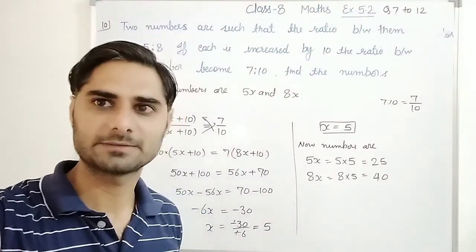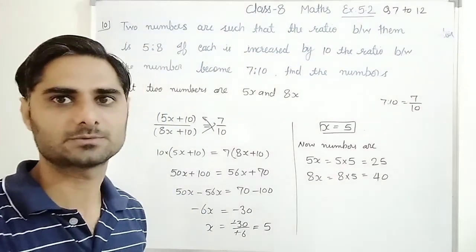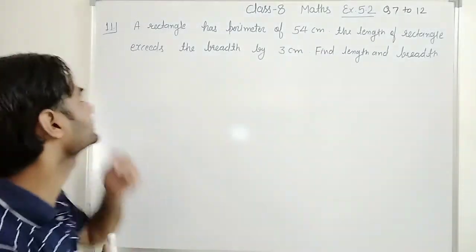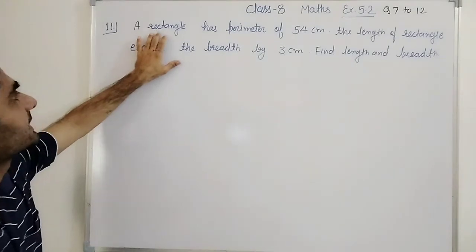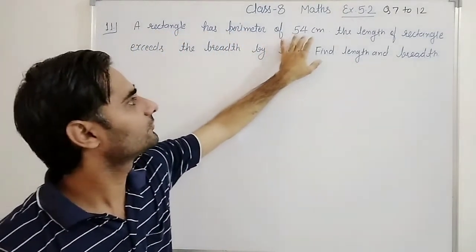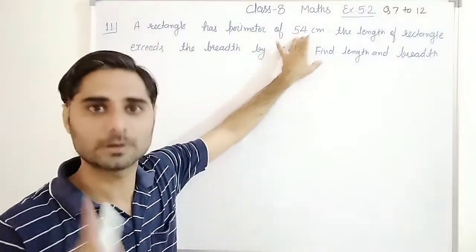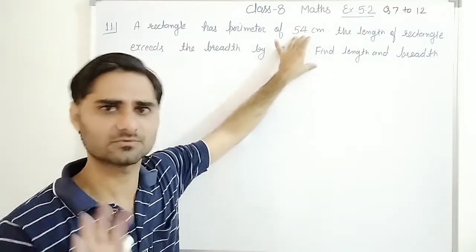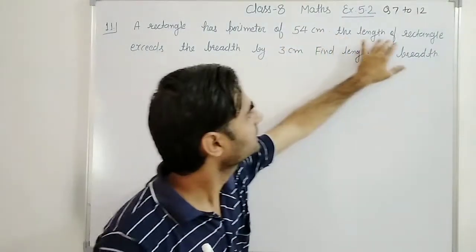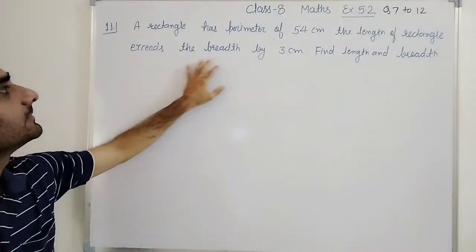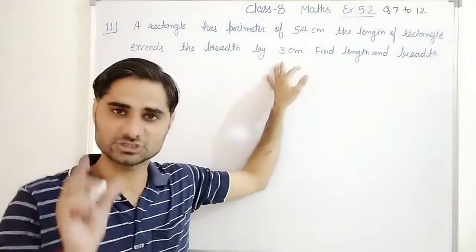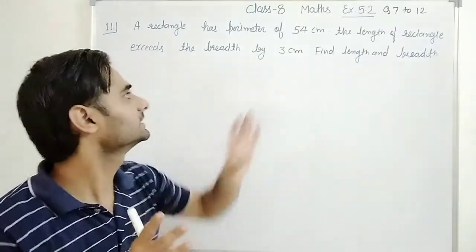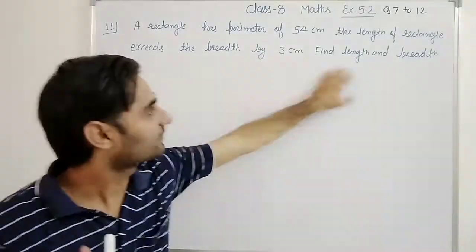Next question, let me write first, then we will do that one also. You may copy this. Now see here, I have written the next question, that is 11. A rectangle has perimeter of 54. Perimeter means total length of boundary. And as we know, perimeter of a rectangle is 2 multiplied by L plus B, sum of all sides. The length of the rectangle exceeds the breadth by 3 centimeter. जितनी भी breadth है उससे 3 greater, 3 more than breadth length है. Find the length and breadth.